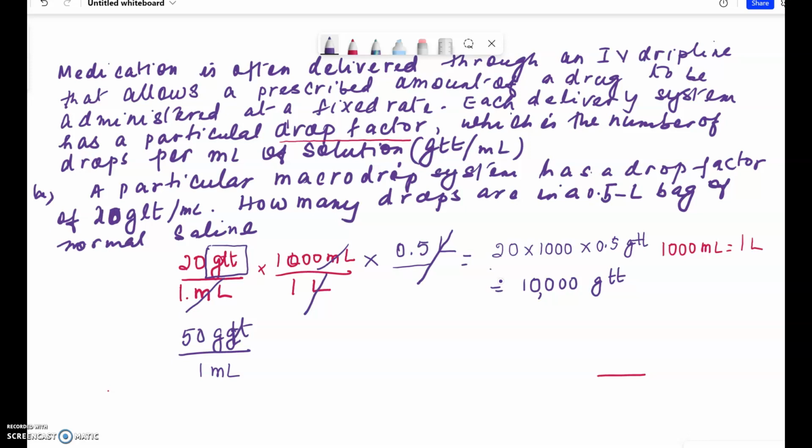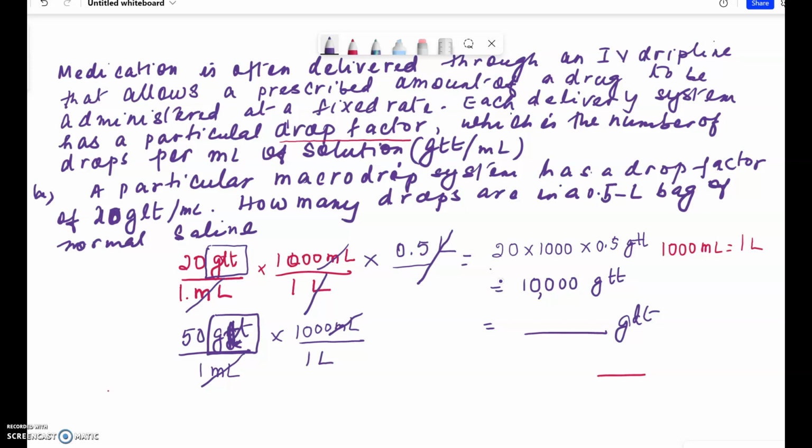So we have 50 GTT. We need to change milliliters to liters. 1,000 milliliters is equal to 1 liter. And notice that the milliliters cancels with the milliliters. GTT is the number of drops. We want our final answer to just have GTT in the numerator, the number of drops, because we want to find the number of drops in a 1 liter bag of the solution.